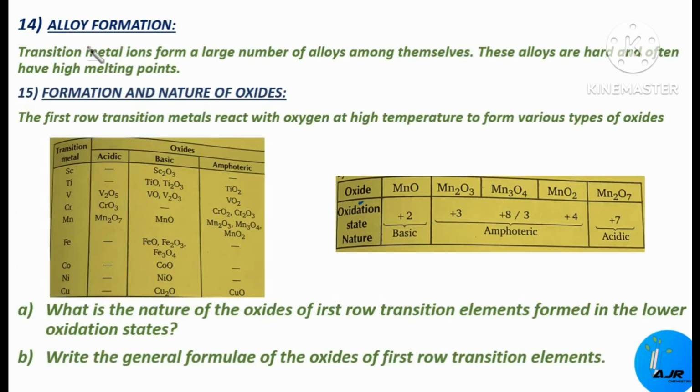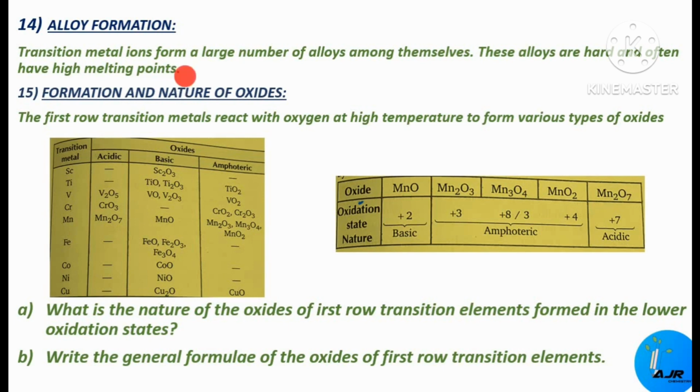Can you understand? Next important one is the alloy formation. Actually, the transition metal ions form a large number of alloys among themselves. These alloys are very hard and often have high melting points. The tendency of the transition metals to form alloys among themselves may be attributed to the fact that their atomic sizes are very small and also very similar.